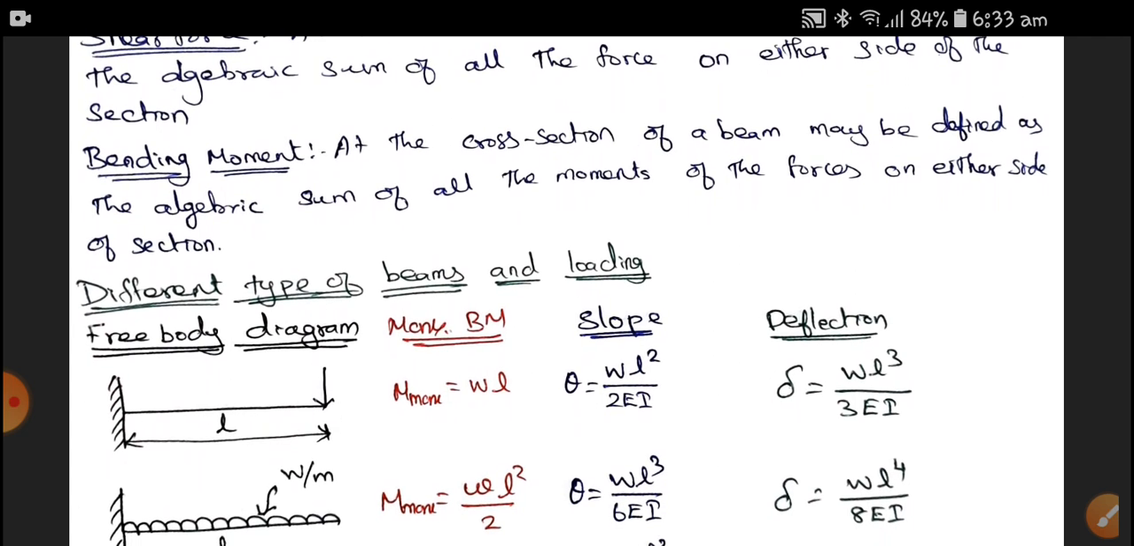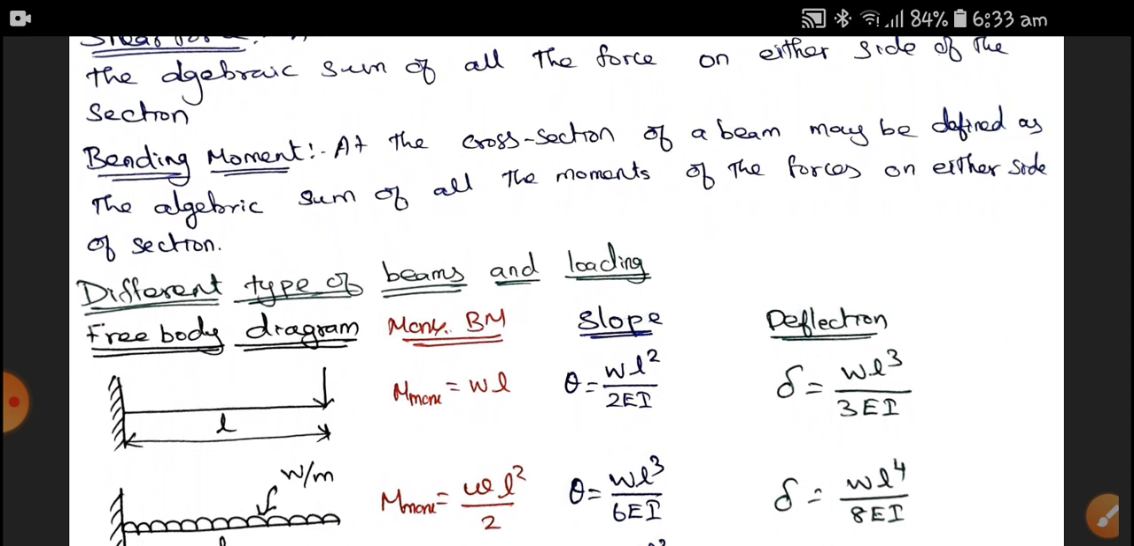Next, the slope and deflection for different types of beams and different types of loading conditions. In the free body diagram on the left, red indicates the maximum bending moment, black indicates slope, and green indicates the deflection.